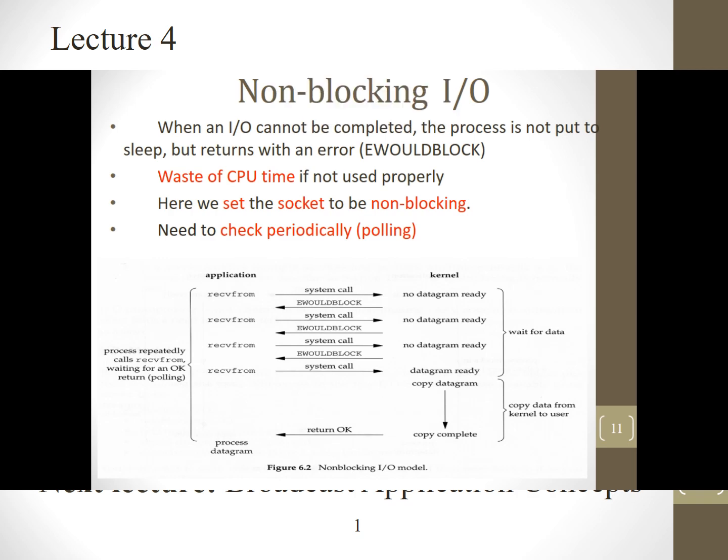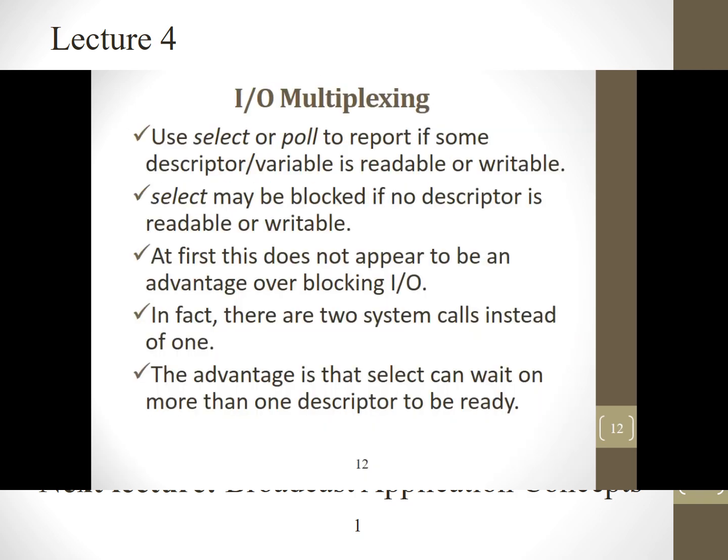Now let's look into the next I/O model, which is known as I/O multiplexing. What is happening here in I/O multiplexing is that we'll be using select or poll to report if some descriptor or variable is readable or writable. Let's look into the diagram and understand.